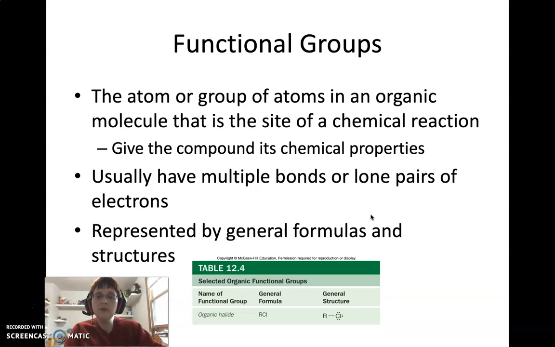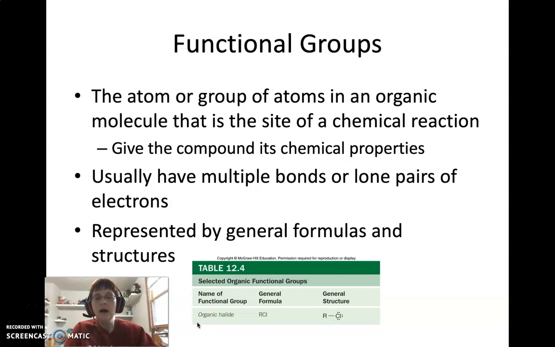So you'll see as we go through these different functional groups, they'll be represented by general formulas and structures. So you'll see these little guys show up on the slides. You'll see a general formula like this. The R, that is going to be the hydrocarbon that it's attached to. And so this is the structure. The R is the hydrocarbon, generally the carbon of that hydrocarbon that the functional group is attached to.